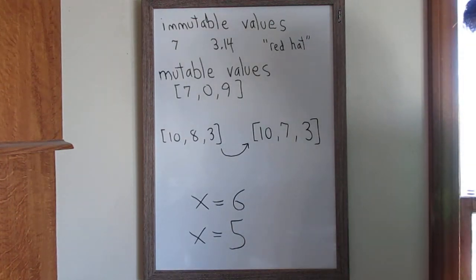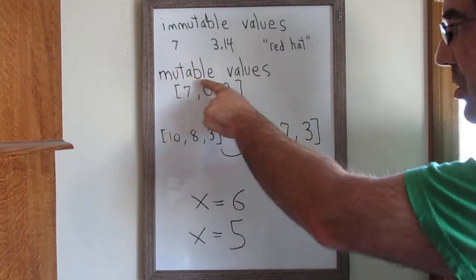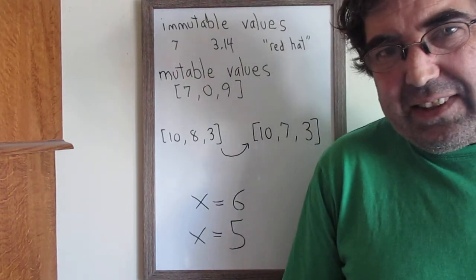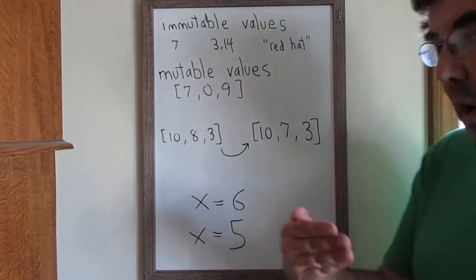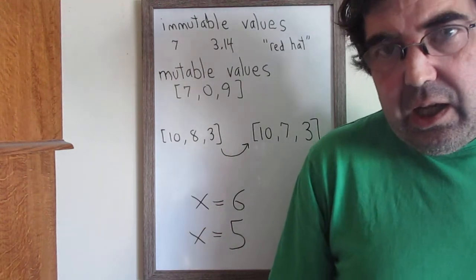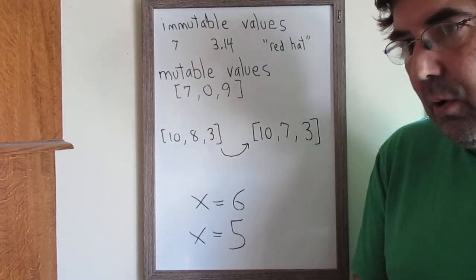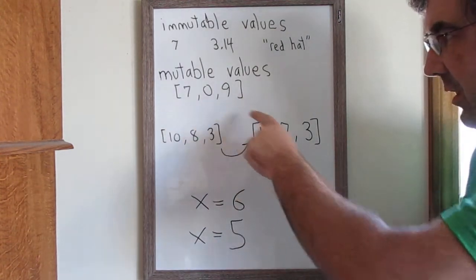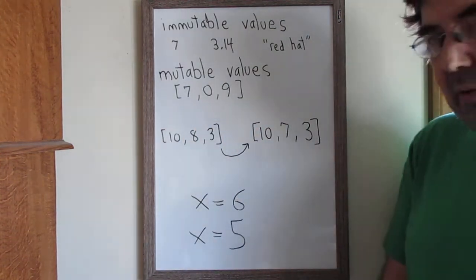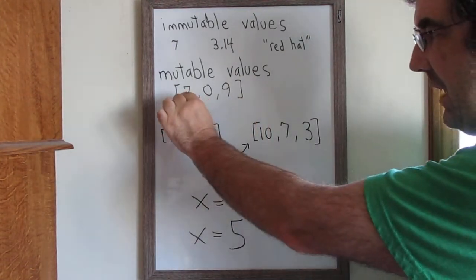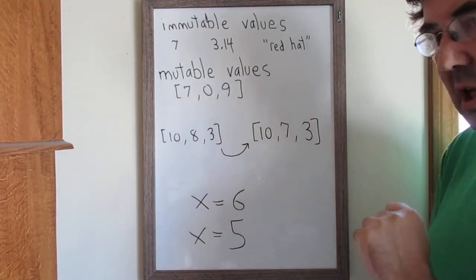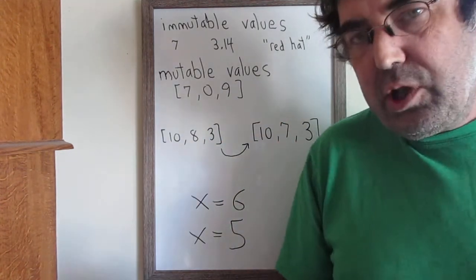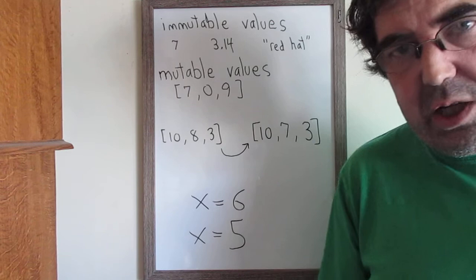Okay, a mutable value is a value that you can modify in place without changing the location of the value on the memory chip. As it turns out, this array is an example of a mutable value. This is a value that has a location on the memory chip, and I can make a modification to it without changing its location on the memory chip.